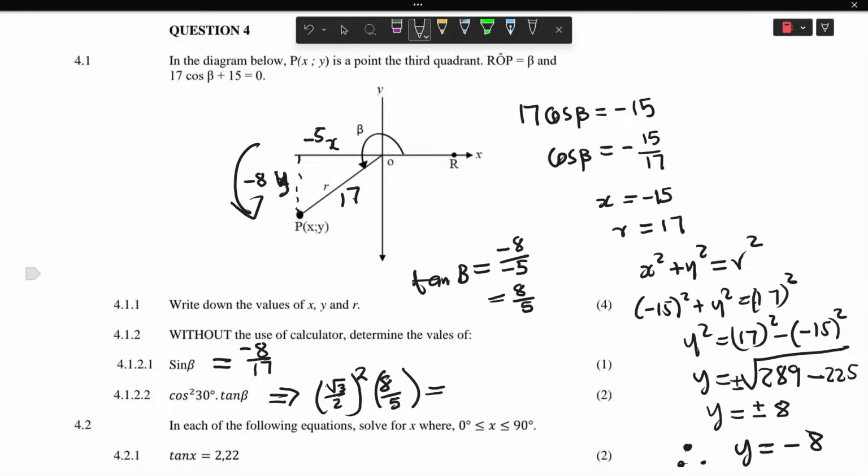It will be open bracket, square root of 3 over 2, close the bracket, and then you square it. You multiply by 8 over 15. That is what we have. And then the answer, press your calculator, it's 2 over 5. That is what we are having.